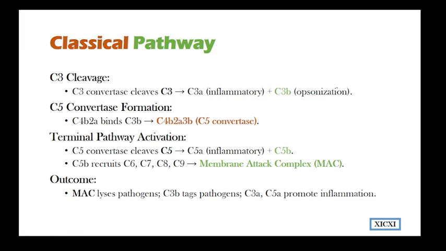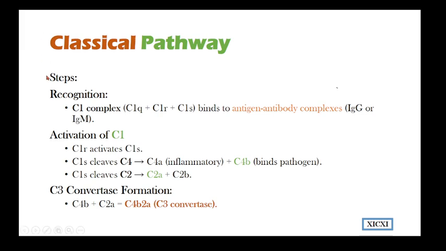In the steps of this classical pathway, step number 1 is recognition. It means that C1 protein will be activated by binding with the antigen-antibody complex. So this activated C1 is going to activate C4 into C4a and C4b. C4a will go to inflammation; it is going to leave the cascade. We will continue with C4b, which binds the pathogen.